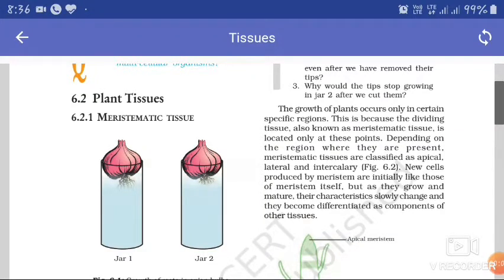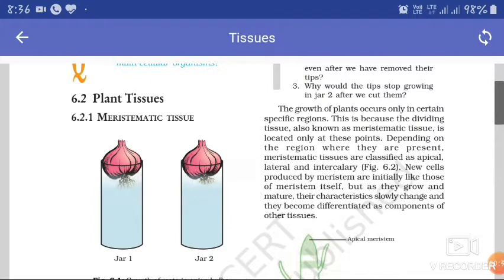Today's science chapter is tissue, and our topic is plant tissue. Class ninth. What is tissue? Tissue is a group of cells which perform a specific function. It's called tissue. Here we will study plant tissue.